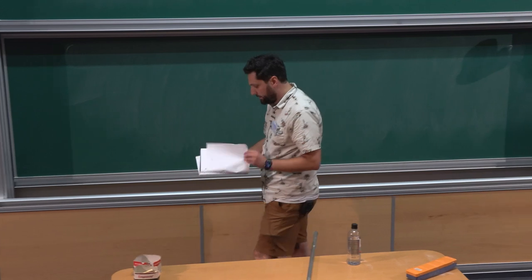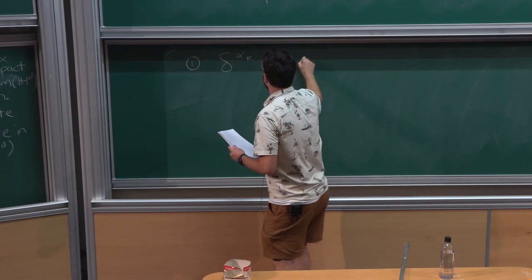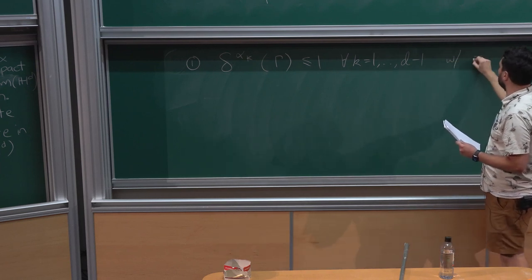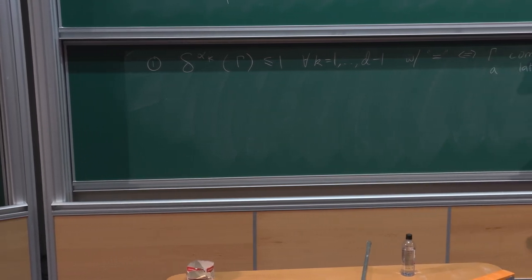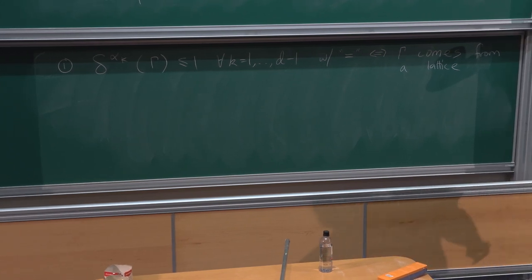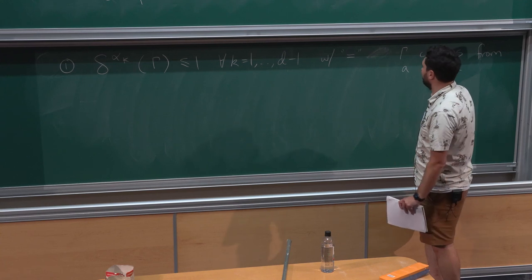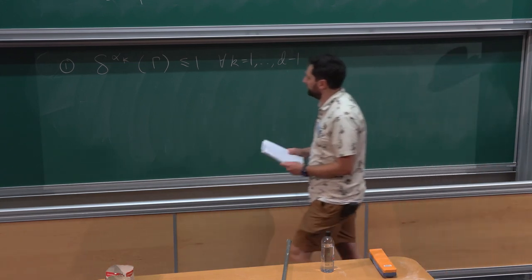And then what is the theorem? One, the simple root entropy is less than or equal to one for all k equal to one to d minus one, with equality if and only if gamma comes from a lattice, so it is the image of a lattice. If you start with a Fuchsian group that's not a lattice, you're always going to get strictly less than one. Yeah, you're right, I need finitely generated for this to be true, so let me just erase it.